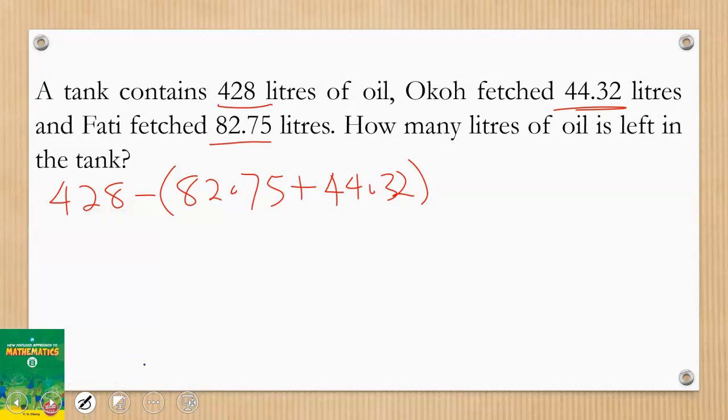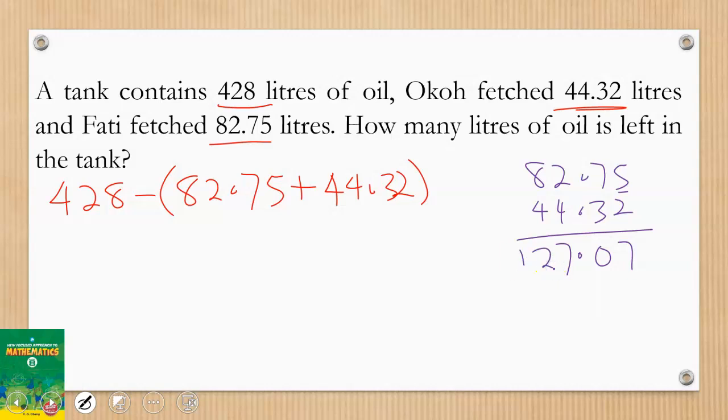We are going to add 82.75 and 44.32. Always make sure you arrange it so that the decimals will be in order, okay? And so we have 5 plus 2, which is 7. Then 7 plus 4 will give us 1, remainder 1. We bring our decimal point, 2 plus 4 is 6, plus 1 is 7, and then we have 12. So then our answer becomes 127.07.